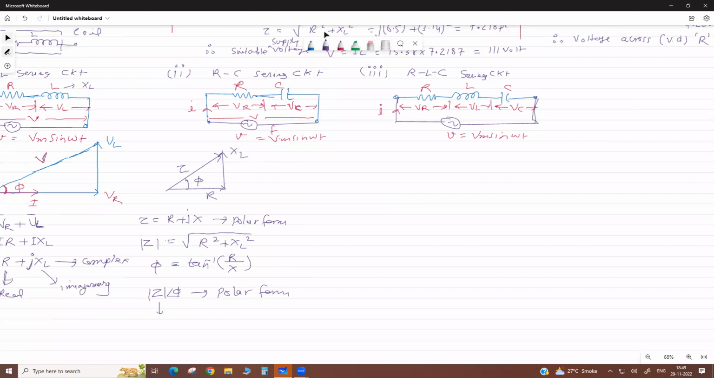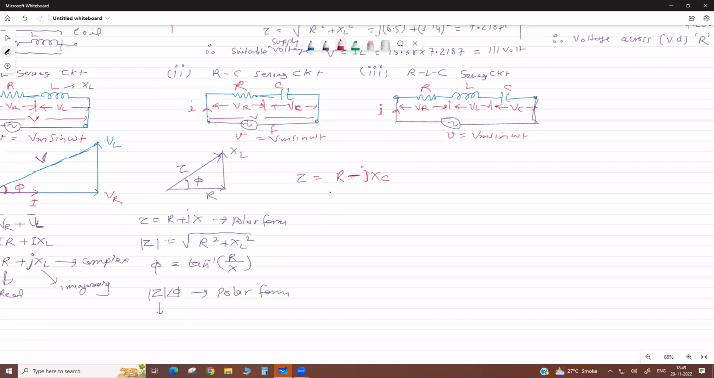Now, if we talk about the RC circuit, here it is all the same, but here Z is R minus jXC. The capacitive reactance is negative because here the current leads and the voltage lags. Please note, capacitive reactance is always negative.